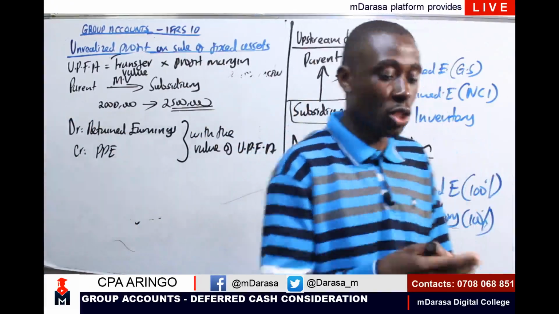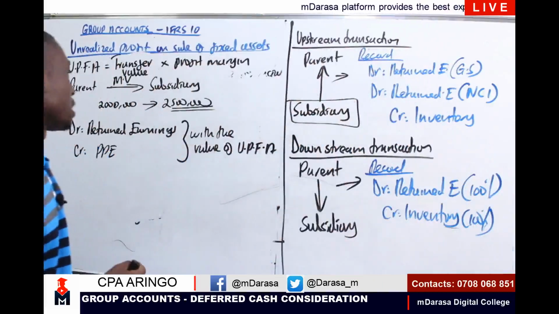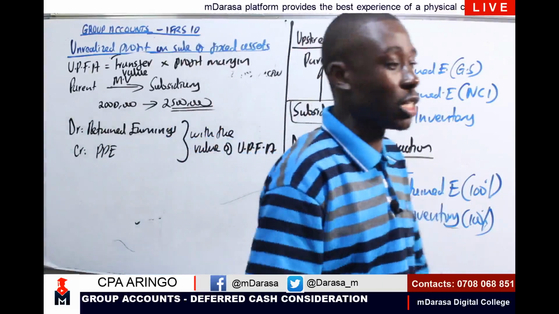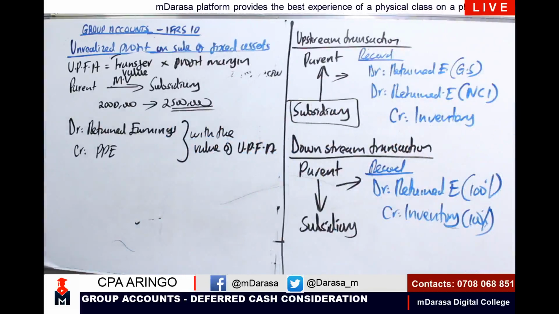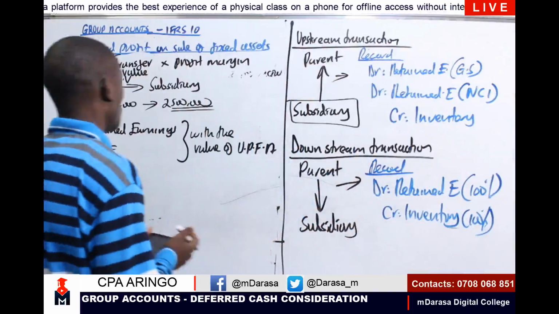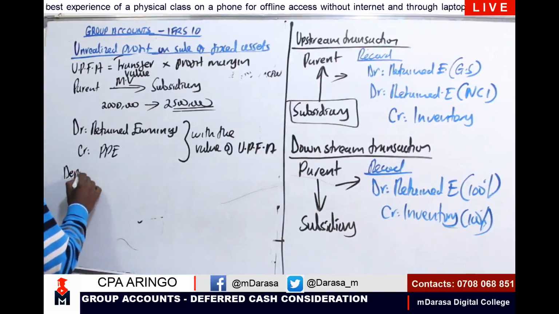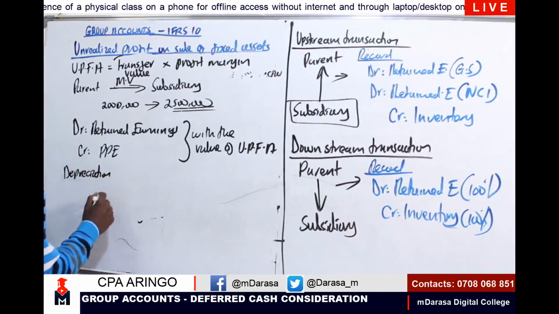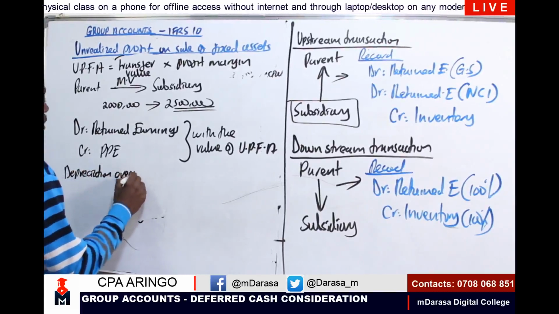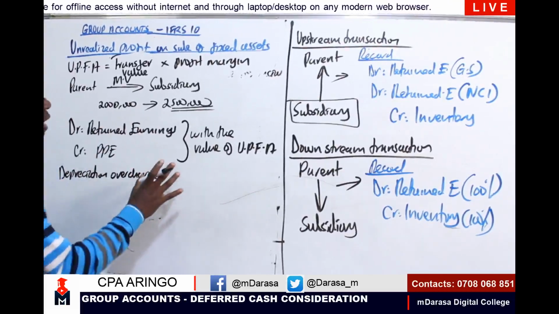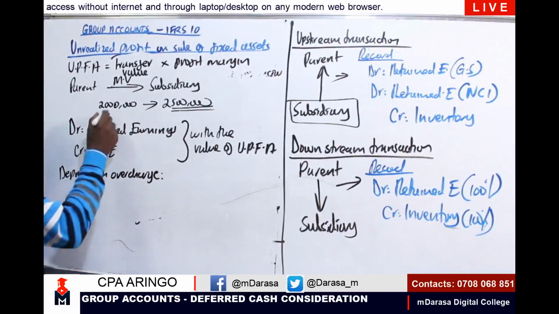This depreciation overcharge, of course, we will have to eliminate. And how will we go about it? To eliminate this depreciation overcharge, this is what will be required. I'm going to show you how we are going to get that depreciation overcharge. Actually, we can have it here, depreciation overcharge, so that you should be able to understand it clearly. Believing that you've been able to understand how we've arrived at this depreciation overcharge by the fact that the cost was 2 million.